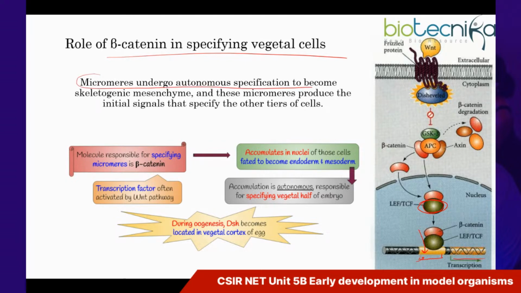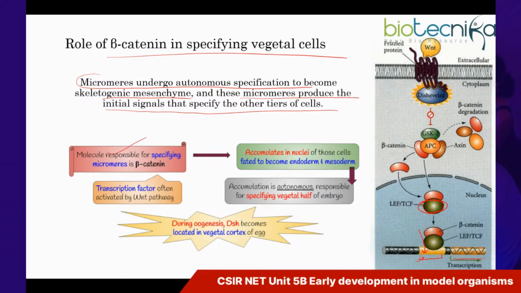Micromeres undergo autonomous specification. As we know, the large micromeres are autonomously specified by this beta-catenin to become skeletogenic mesenchyme. And these micromeres produce the initial signals that specify other tiers of cells. So micromeres will give signal to the Veg2 cells. Veg2 cells will give signal to the Veg1 cells. Like that it will happen.